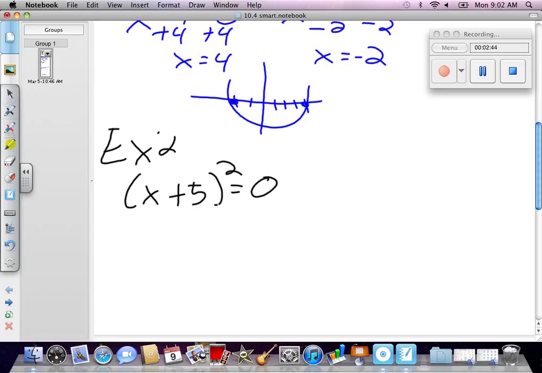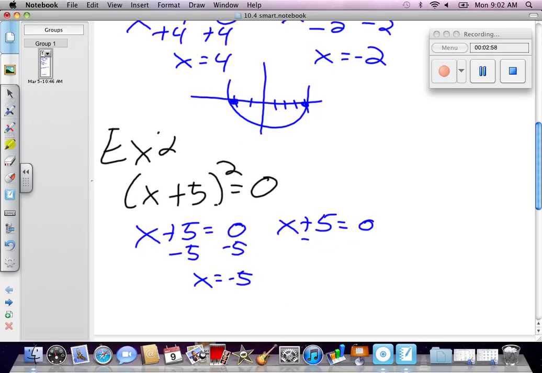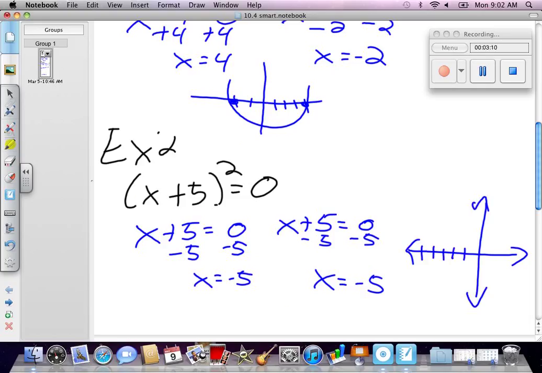What if you have x plus 5 squared equals 0? So you've got x plus 5 equals 0, right? And x plus 5 equals 0 because there's 2 of them. That makes sense? Squared means there's 2. So we subtract 5 from both sides. x equals negative 5. Subtract 5 from both sides. x equals negative 5. This would mean our parabola looks something like 1, 2, 3, 4, 5. Like it just touches, crosses it once.